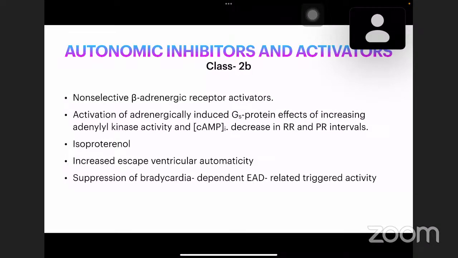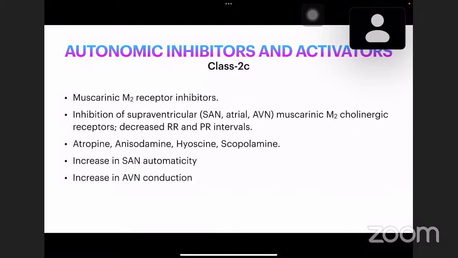So coming to class 2B. Class 2B, we have non-selective beta-adrenergic activators. The only drug in this is isoproterenol, and it also acts through G protein coupled receptors and increases the cyclic AMP and inflow, and decreases the RR and PR intervals. So there will be increased escape ventricular automaticity and suppression of bradycardia dependent early depolarization related trigger activity.